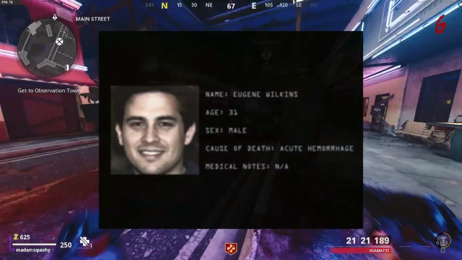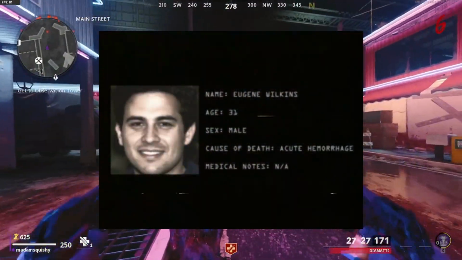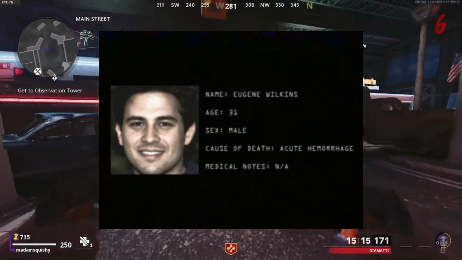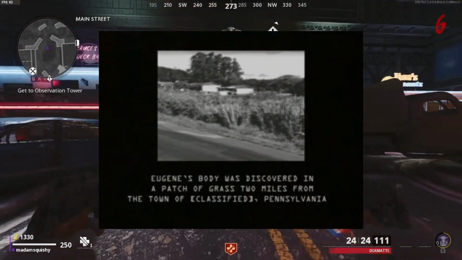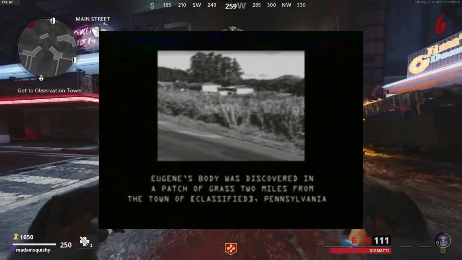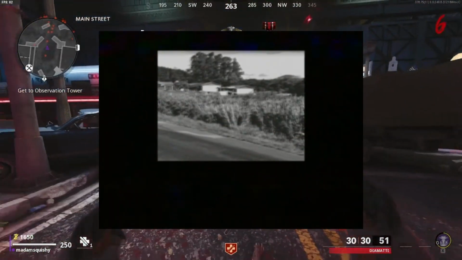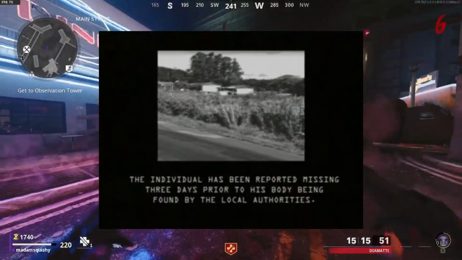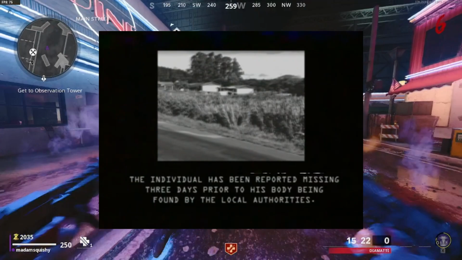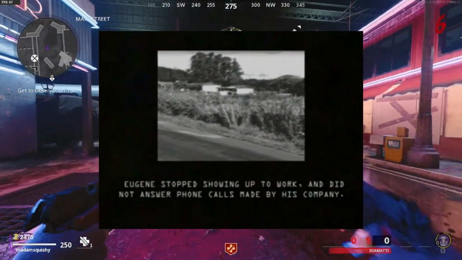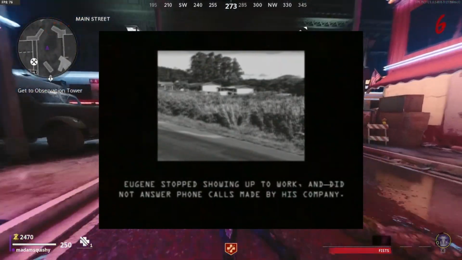We're given a picture of Eugene Wilkins, a 31-year-old male. It also states that his cause of death was an acute hemorrhage. It then explains that his body was found in a patch of grass 2 miles from a town in Pennsylvania. We find out that Wilkins had been reported missing 3 days prior to his body being found by local authorities. Wilkins was reported to have stopped showing up to work and did not answer any phone calls made by his company.